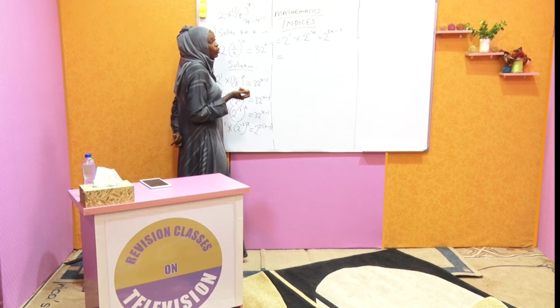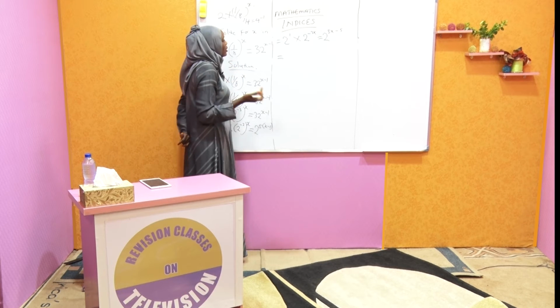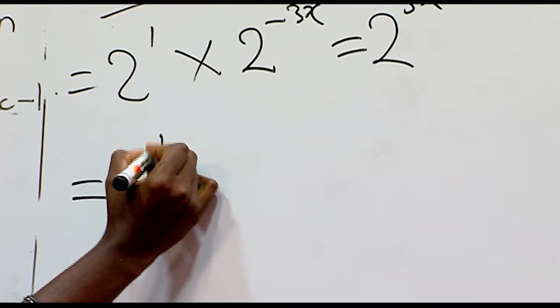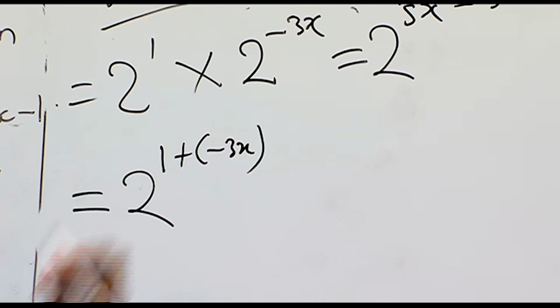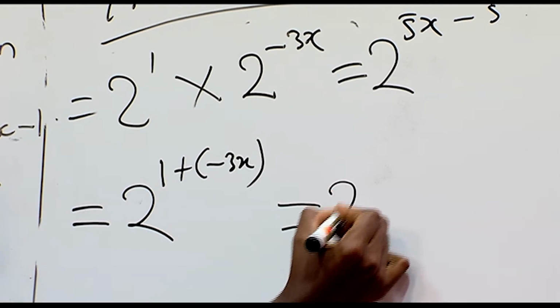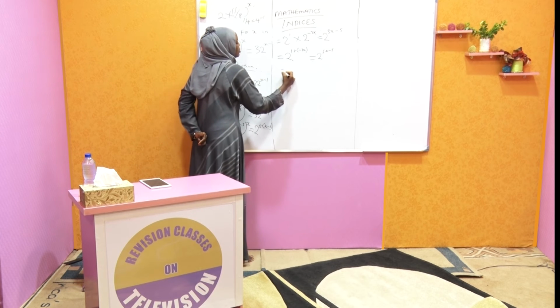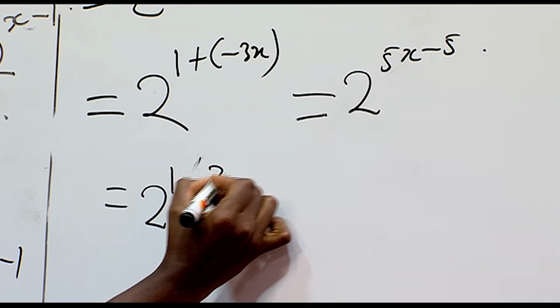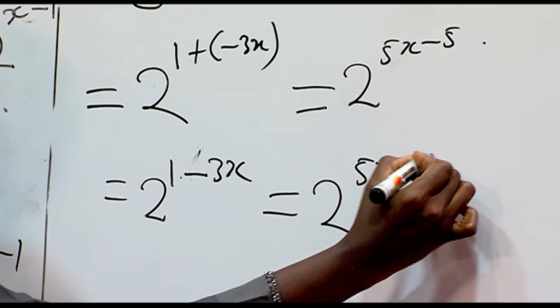Remember that we have a law, the multiplication law, which is when you have the same base, you add their powers. So now here, this law will be applied. We have 2 raised to the power 1 plus minus 3x equals 2 raised to the power 5x minus 5. Simplifying, we have 1 plus minus 3x, which gives 1 minus 3x, equals 2 raised to the power 5x minus 5.